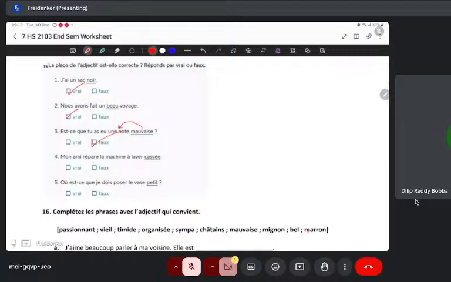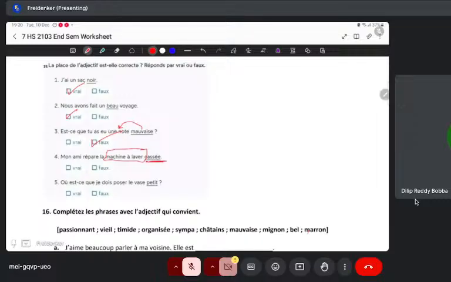So my friend repairs the machine. I don't even know what the other thing means. Now, in these cases, we'll fall into a problem. I wouldn't know what this means. Machine à laver, I think that is something. Laver is to wash. I think some washing machine. Okay, is it washing machine? So I think so. My friend repairs the washing machine.